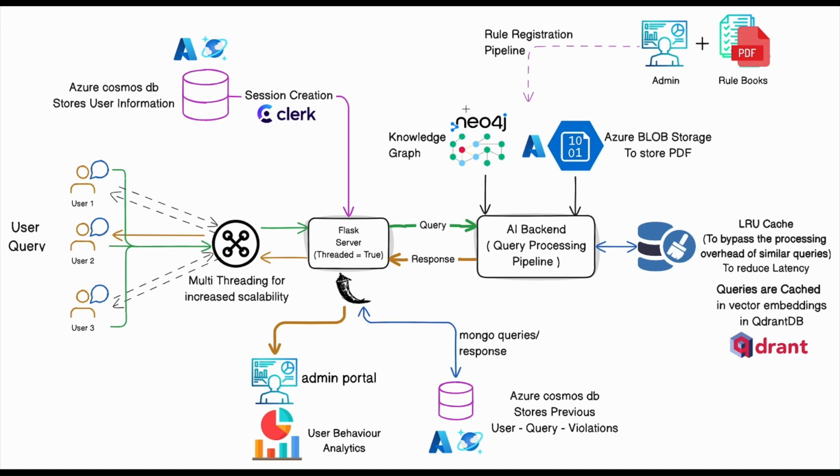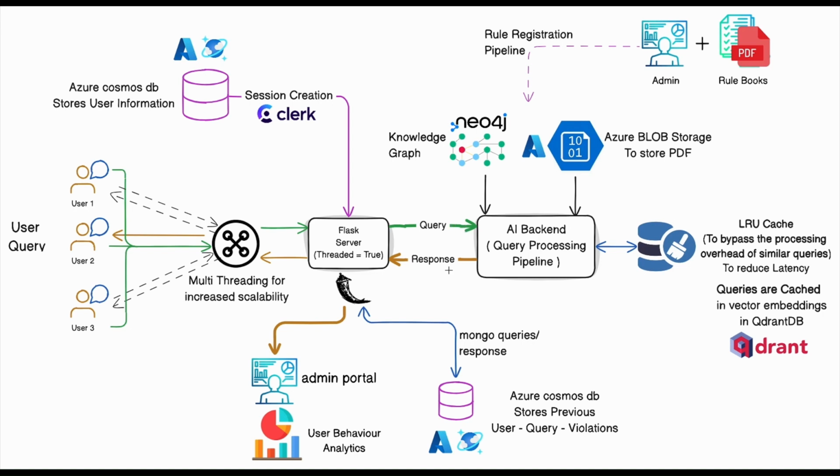The user data after registration is stored in Azure Cosmos DB, and the user is authenticated via Clerk's session management. The user queries are sent to a multi-threaded Flask server via a query route, which subsequently goes to the LLM-powered query processing pipeline. The safeguarded ChatGPT response, along with the violated rules, along with their reasons, are sent to the user, as it can be seen here.